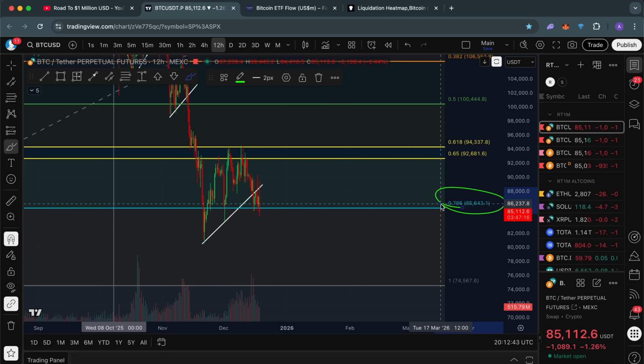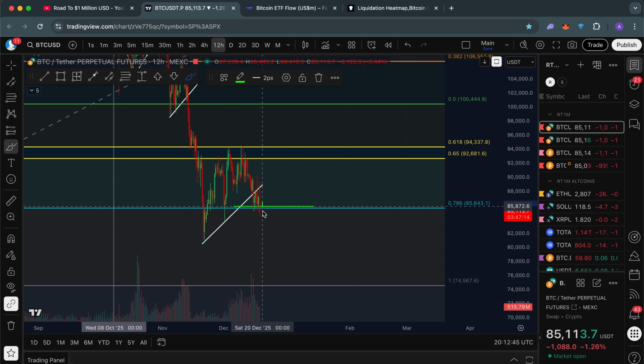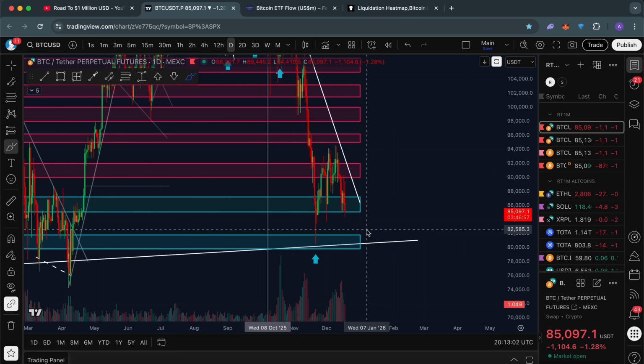If we are going to close candles below that level, then be on the lookout for a potential move lower, because we already rejected from this Fibonacci golden pocket, then broke down below that ascending line of support, which is also that bearish flag pattern on the 4-hour time frame. And if we are then also breaking support on the 12-hour time frame, obviously that could be a big warning signal.